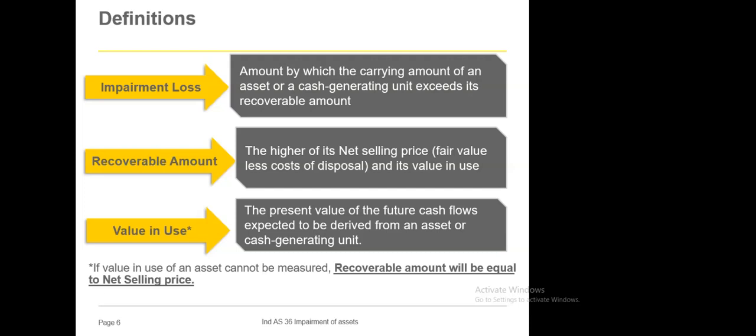The definition of impairment loss: impairment loss is the amount by which the carrying amount of an asset or a cash generating unit exceeds its recoverable amount. Like the example I took, if you have an asset with a carrying value of 100 rupees, however the recoverable amount of that asset is only 90, that means you need to recognize an impairment loss of 10 rupees.